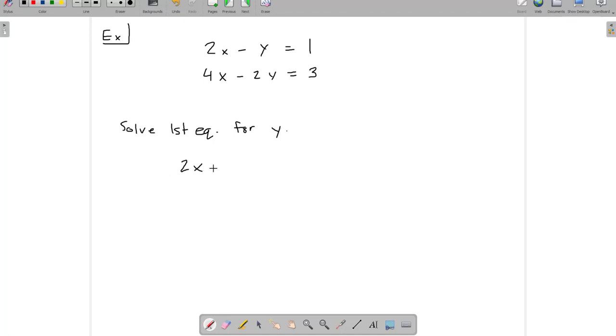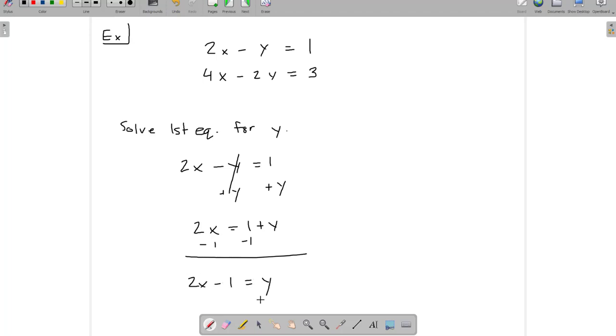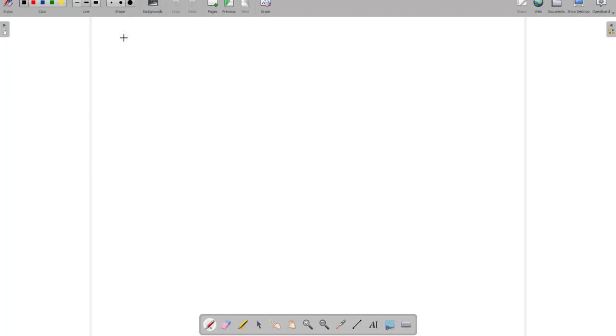So 2x minus y equals 1. Why don't I add the y to both sides? It cancels on this side. 2x equals 1 plus y, and then I can just subtract the 1. So 2x minus 1 equals y. I'm going a little bit faster on this one since we've seen an example of how to do this already. And then next we will plug in y equals 2x minus 1 into the second equation.